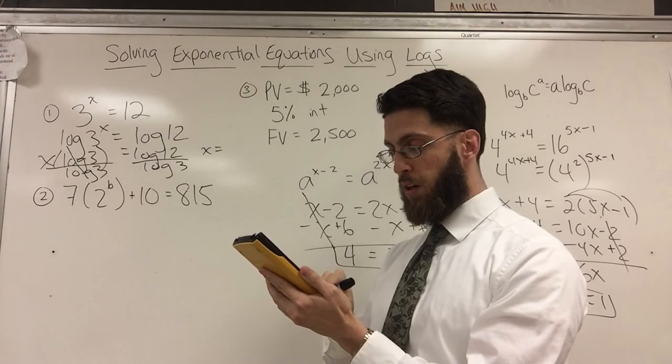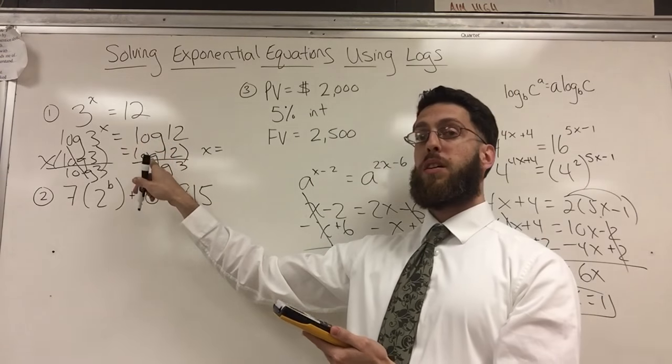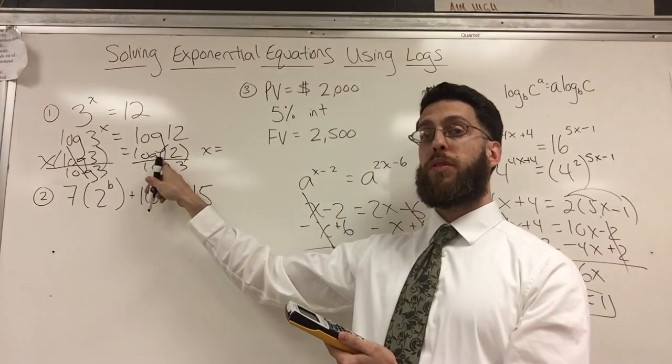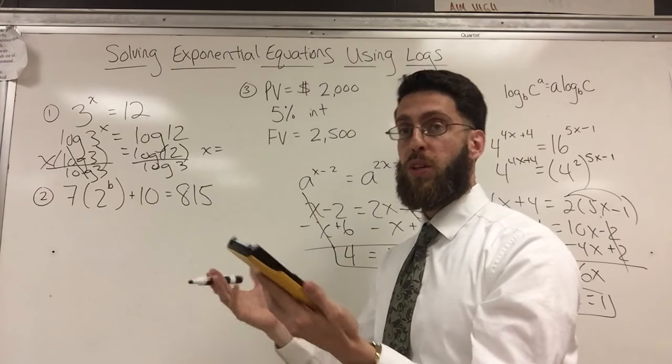Type log 12. Don't forget to close the parentheses after the 12, because the calculator automatically opens parentheses. Don't forget to close them. People get frustrated. You open, you close. They are a pair.